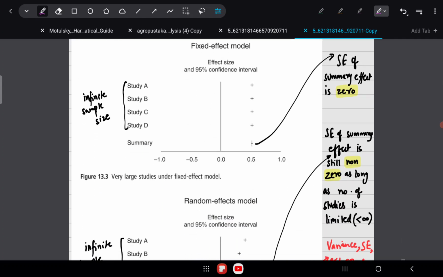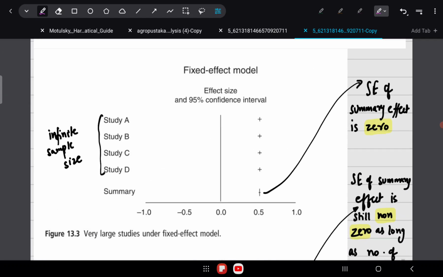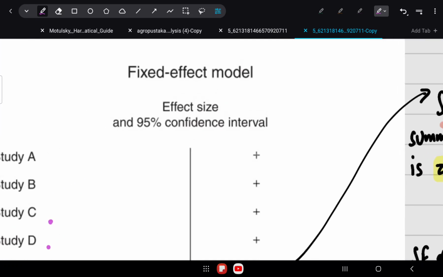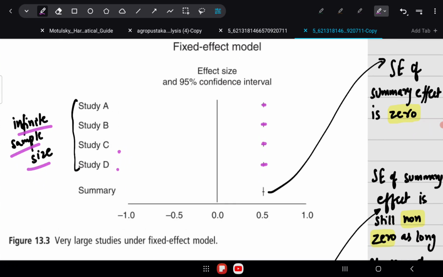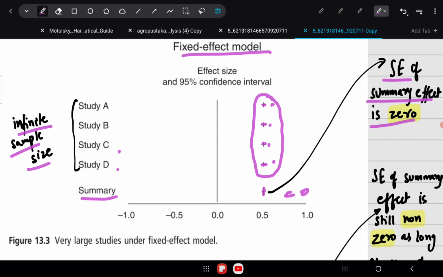So you can see in this example they have shown 4 hypothetical studies which have an infinite sample size. Since all these 4 studies have an infinite sample size, you would expect that the confidence interval is almost 0. Can you see the confidence interval is almost approaching 0? Why? Because they are infinite sample size studies. This is just a hypothetical concept, but you can see that the confidence interval of each of these studies is 0 because they have an infinite sample size. This is fixed effect modeling, and the summary effect will also have a confidence interval of 0 because it is nothing but the estimate of the common effect of all the studies, right? So the standard error of the summary effect is 0.